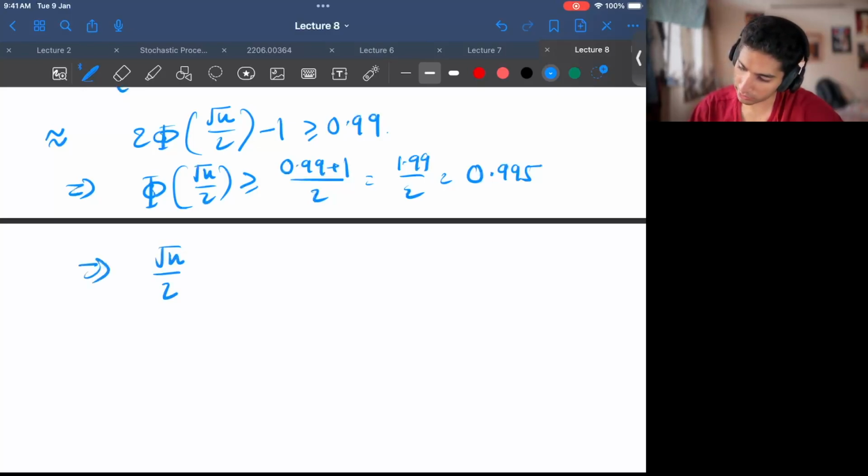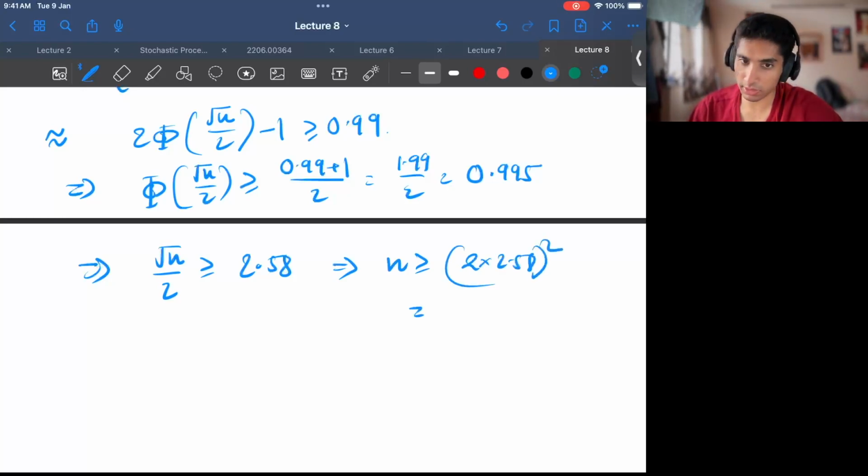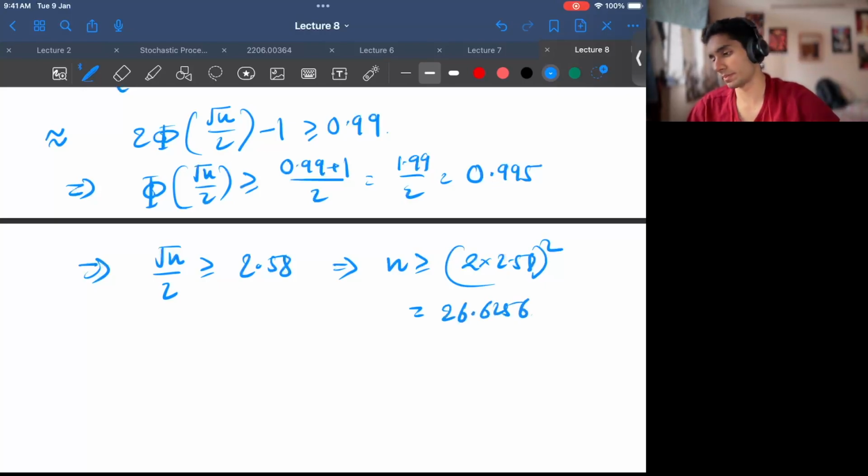And if you use your standard normal Gaussian integral table, this will tell you that root n by 2 has to be greater than equal to 2.58. This is using the table. And this implies that n has to be greater than equal to 2 into 2.58 whole square, which is apparently 26.6256. So yeah, this is the answer.